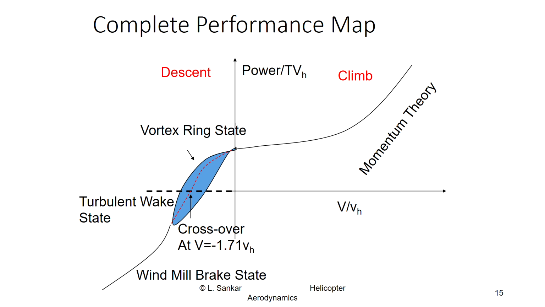Putting it all together, we have on the right-hand side hover, then climb, that we have seen from our basic momentum theory. On the left-hand side, above the x-axis, you have the vortex ring state. That's the blue scattered data region. And a little bit of a turbulent wake state underneath as the capital V becomes more negative. As capital V becomes even more negative, then you get a windmill brake state, which is a nice smooth curve. So this is the behavior of the performance map.